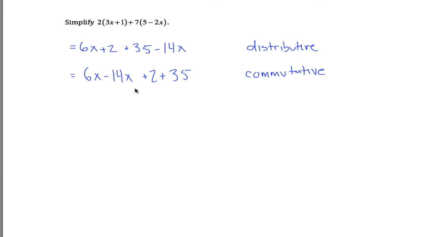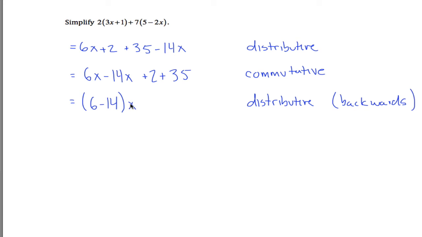And the advantage to this second form is it makes it a little bit easier to see that I can combine this 6x and this negative 14x by applying the distributive property again, only this time in reverse. When you see the distributive property, you think about taking this x and distributing it into the parentheses like we did with this 2 above. I'm going to go backwards.